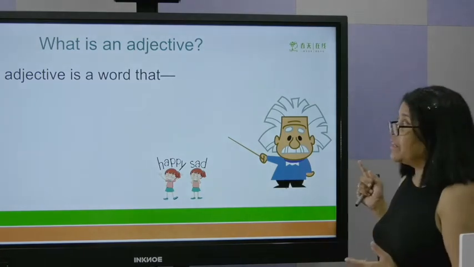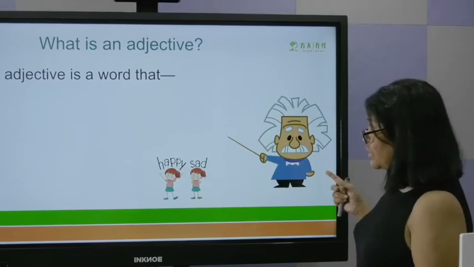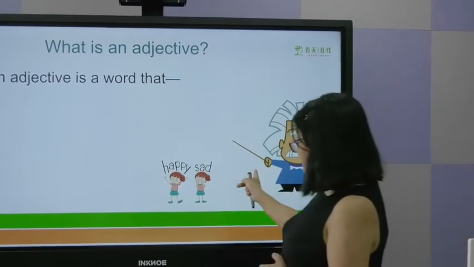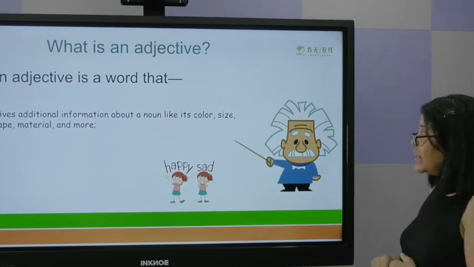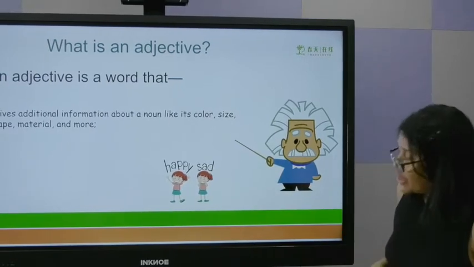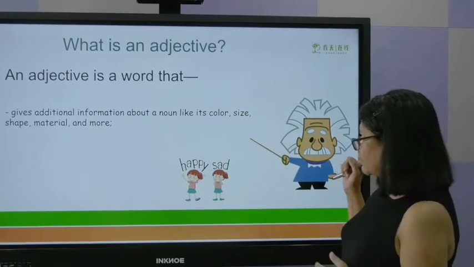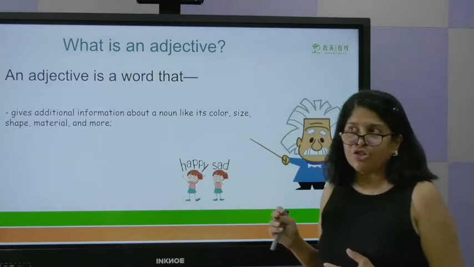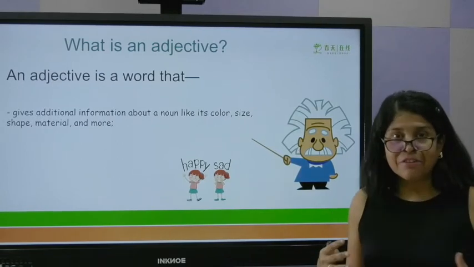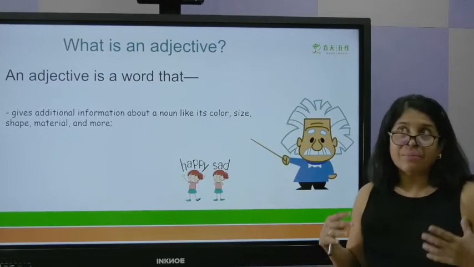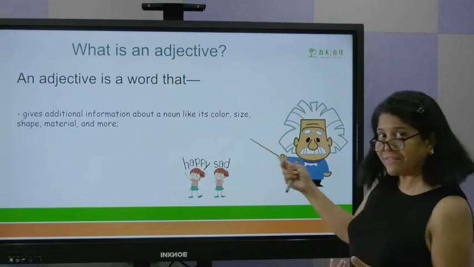So we can have a recap again on what we were talking about earlier on. So what is an adjective? An adjective is a word that gives additional information about a noun, like its color, size, shape, material, and even more. So we can look at this, like if we want to talk about its color, like earlier on I mentioned in a sentence like I have a big fat fluffy gray cat. So you have some of those things that's actually there.